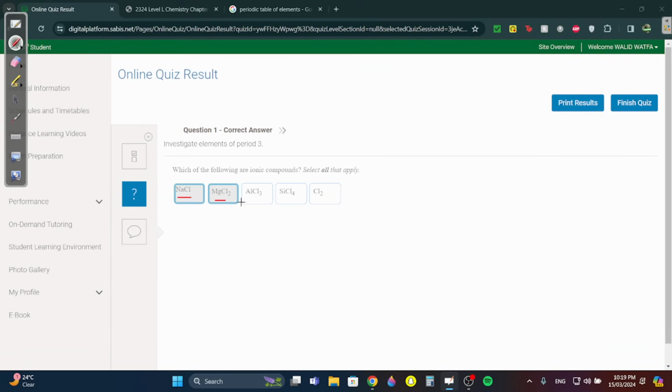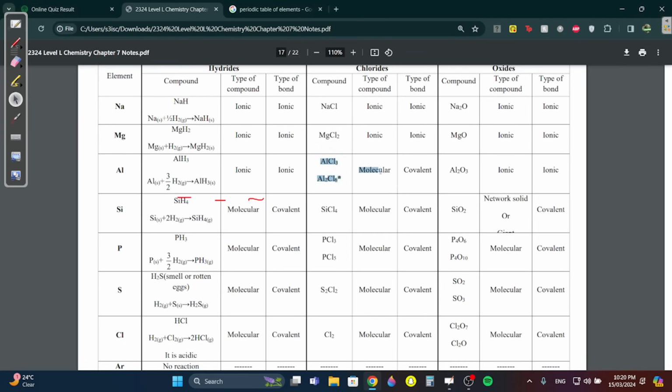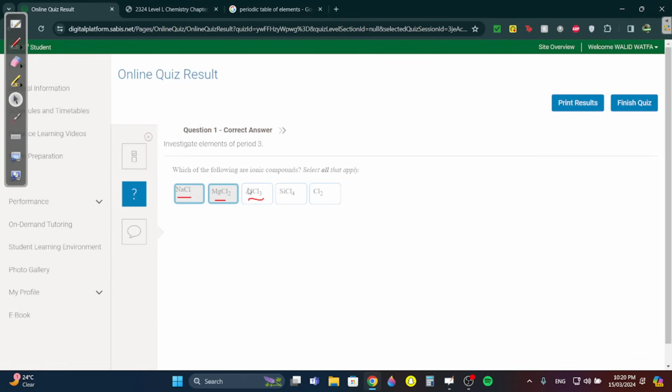NaCl, obviously. MgCl2, obviously. AlCl3 is a metal and a non-metal, but no, we said that's the exception. You see, we said it's an exception. It's molecular. SiCl4, obviously not, because it's non-metal, non-metal. Cl2, obviously not. It's non-metal, non-metal.